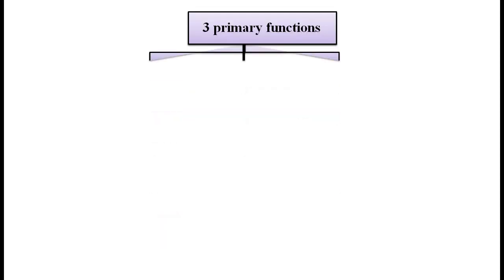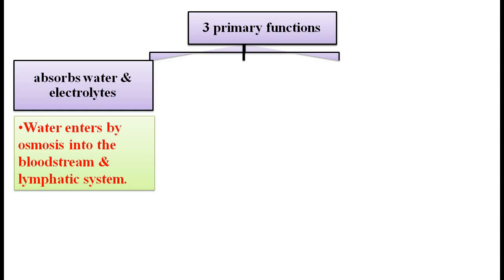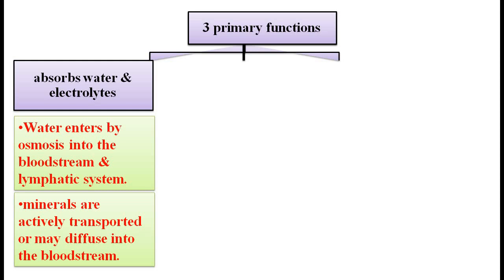Large intestine has three primary functions. It absorbs water and electrolytes. Water enters by osmosis into the bloodstream and lymphatic system, while minerals are actively transported or may diffuse into the bloodstream.